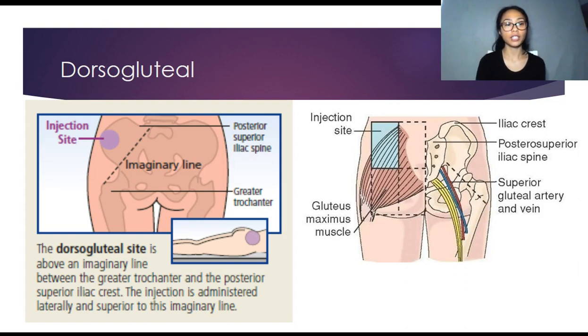So again with the imaginary lines, we use the anatomical landmarks of the greater trochanter and the posterior superior iliac crest, or posterior superior iliac spine. If you draw an imaginary line from the posterior superior iliac spine to the greater trochanter, the injection site is above that line. So it says here superior to the imaginary line. That way, if you look at the image on the right, we can avoid these major blood vessels and the major nerve, which is your sciatic nerve, by ending up on the outside of that.